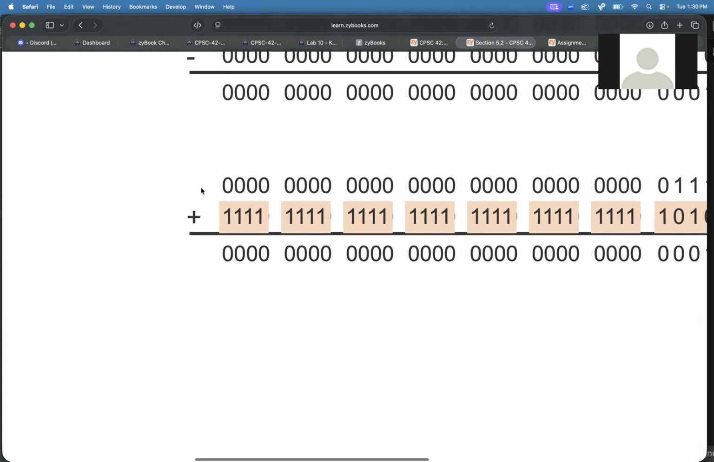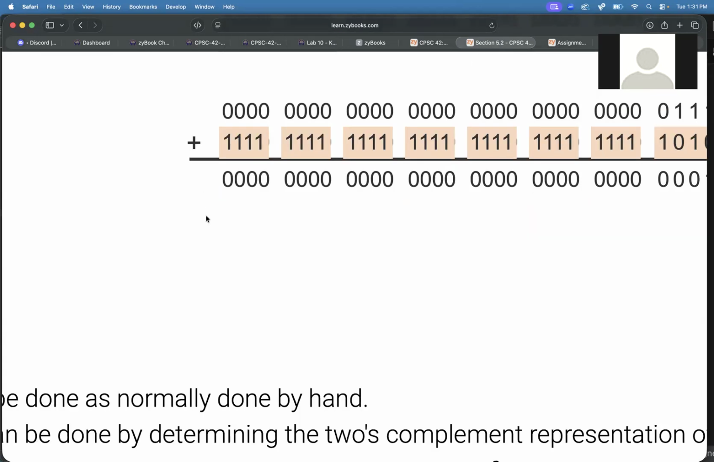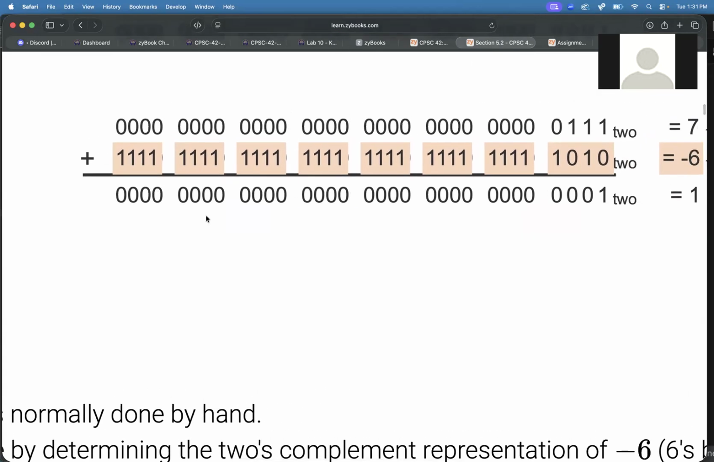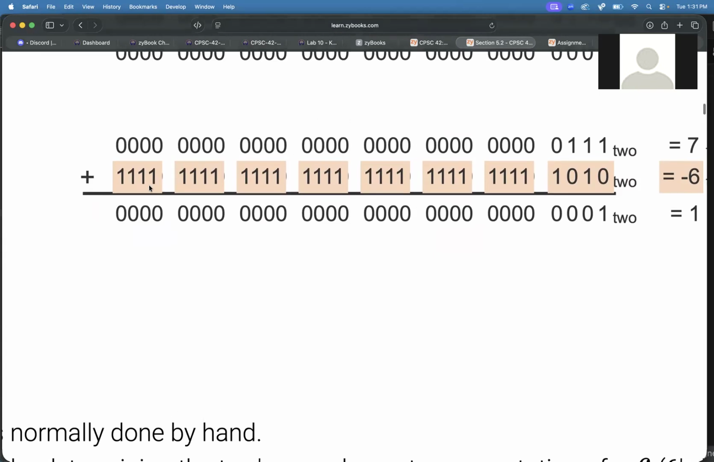And when you get to the last bit, you're going to go like 1 plus 1 is 0, carry the 1. 1 plus 1 is 0, carry the 1. But we're out of bits, right? So when we carry the 1 here, there's nothing to add it to because we have a finite number of bits for our calculation.